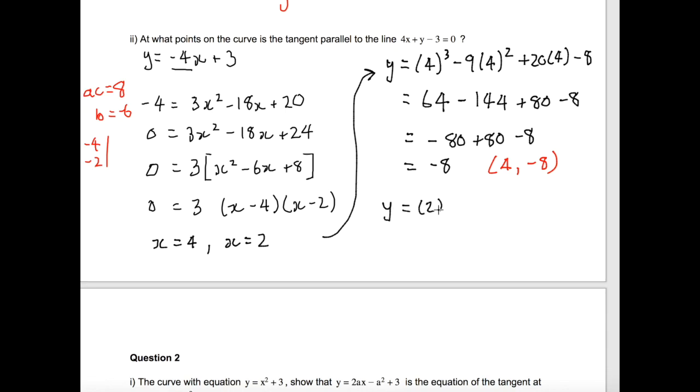Y equals 2 cubed minus 9 times 2 squared plus 20 times 2, minus 8. Hopefully I don't make a mistake, so that's 8 minus 9 times 4, which is minus 36, plus 40 minus 8. The minus 36 plus 40 is 4. So y equals 4, so that gives us the point where my x value is 2 and my y value is 4.